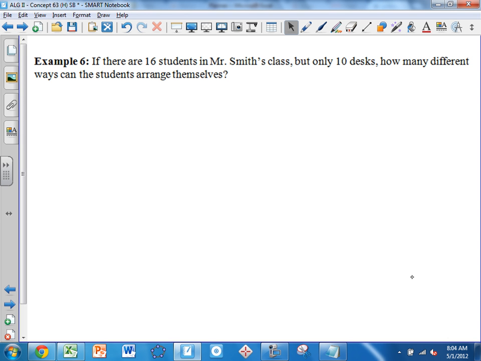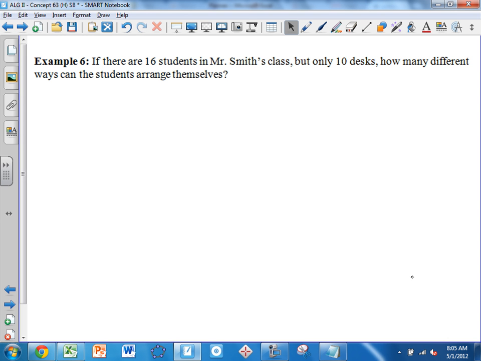It says if there are 16 students in Mr. Smith's class, but only 10 desks, how many different ways can the students arrange themselves? So you're arranging yourself, right? So if I arrange myself, or if Trayvon and John were to switch seats, isn't that a different arrangement? Think about it logically. Vanessa just moved up to the seat. Isn't the classroom now in a bit of a different arrangement, just from one person moving?